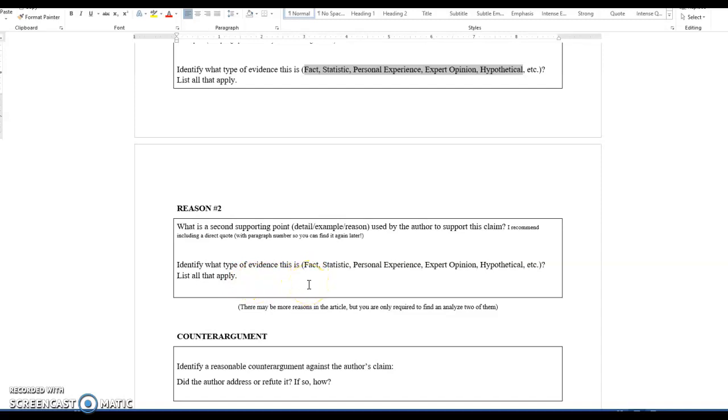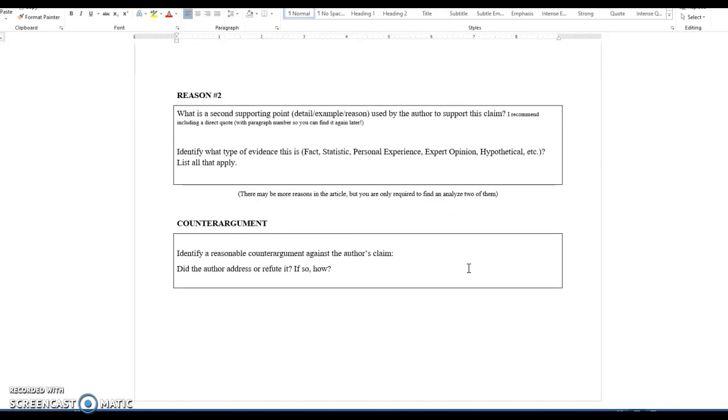Now, not all evidence is facts. Sometimes authors use a story about their own life. That would be personal experience. Maybe they're referring to someone who is an expert in the field, and this piece of evidence is expert opinion. So make sure that you're looking over the types of evidence and identifying them correctly.